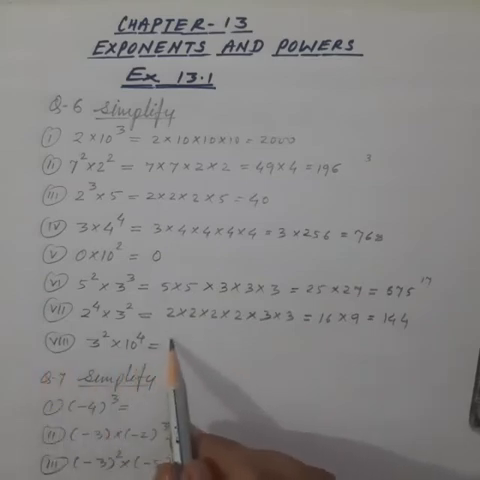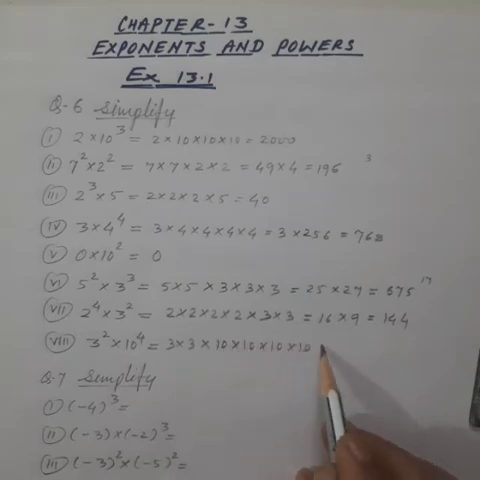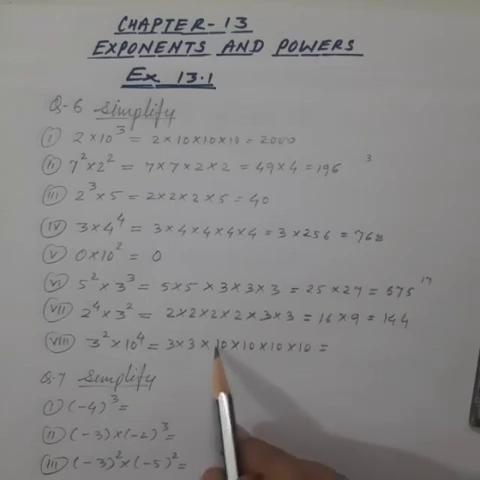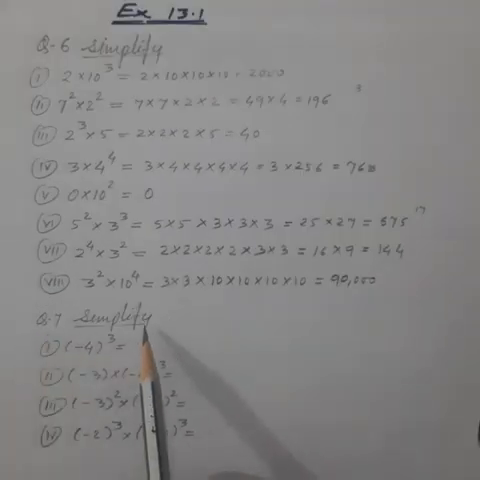Eighth, 3 square means 3 into 3. And 10 raised to the power 4 means 10 is repeatedly multiplied by itself 4 times. This is 10,000 and 3 3s are 9. 10,000 into 9, 90,000. Question 7. Simplify. Again here we have to find out the value.